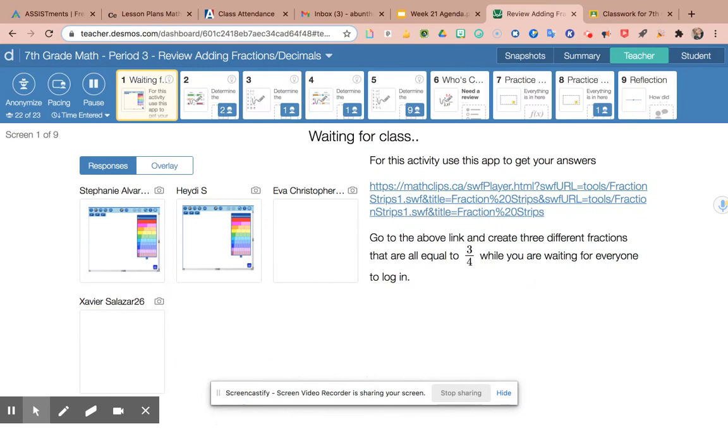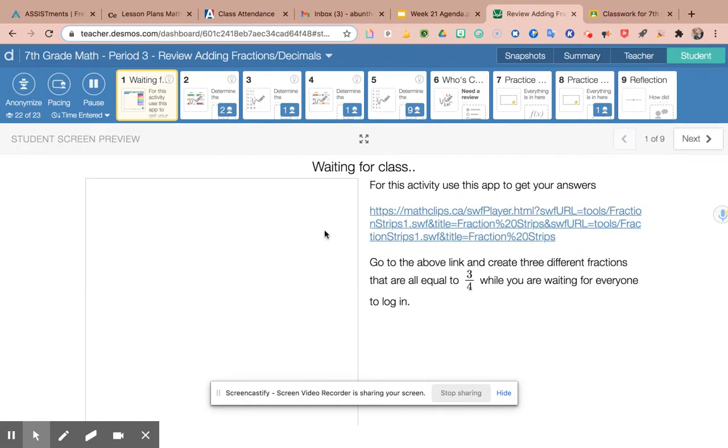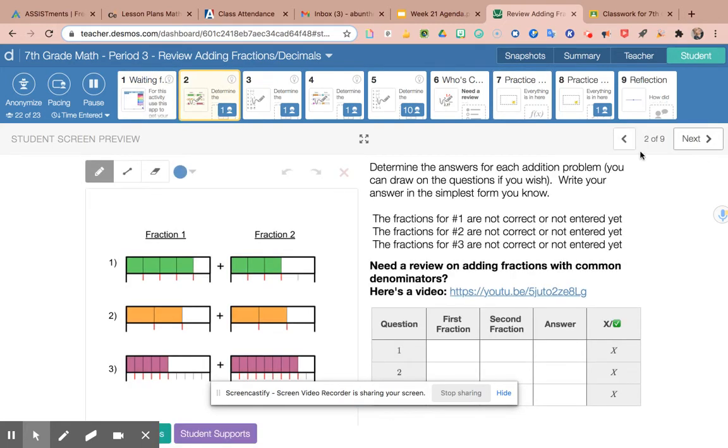So you'll click on the Desmos link, and the first question looks like this. In class, while you were waiting, you could have clicked on this link and created some fractions that equal 3/4. If you don't have Flash Player or it's not updated, that's okay. There was nothing you had to submit on this one. It was just while you were waiting in class. So this one has nothing that you have to submit. You'll click next to number 2.